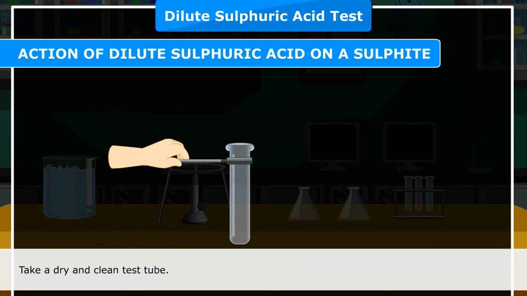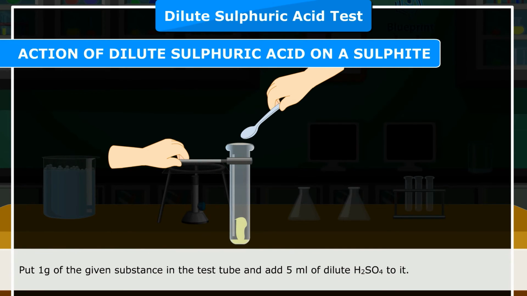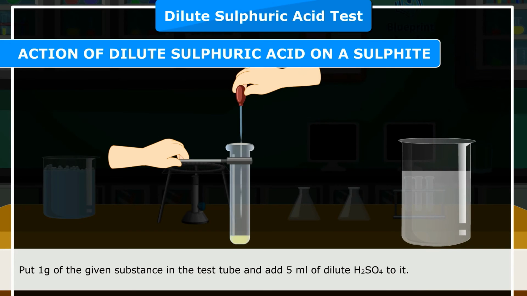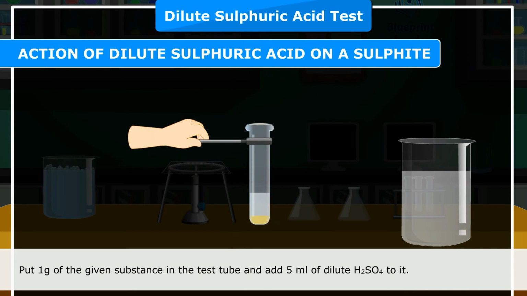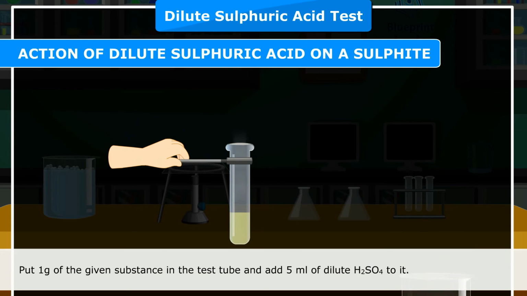4. Action of dilute sulfuric acid on a sulfite. Take a dry and clean test tube. Put 1 gram of the given substance in the test tube and add 5 milliliters of dilute H2SO4 to it. A colorless gas with a pungent smell of burning sulfur is evolved.